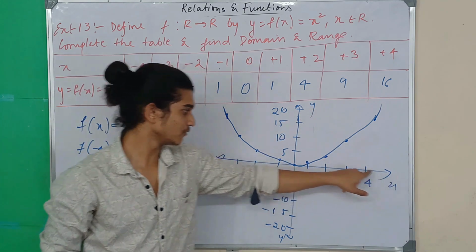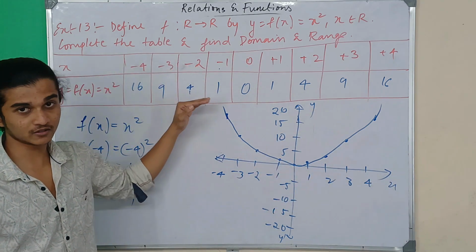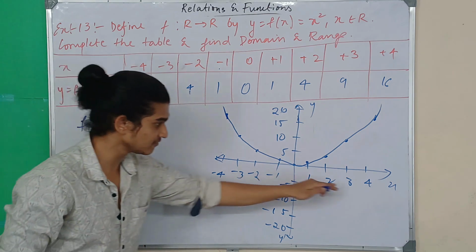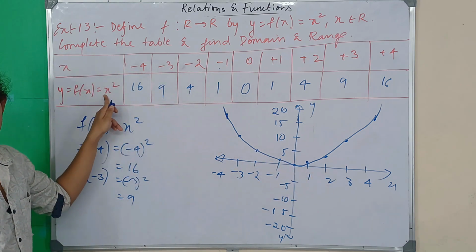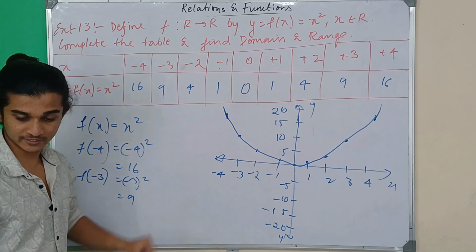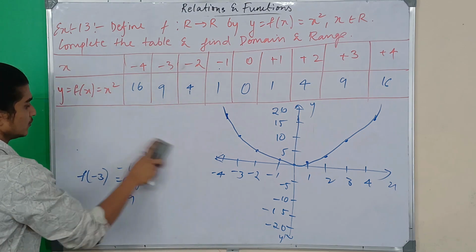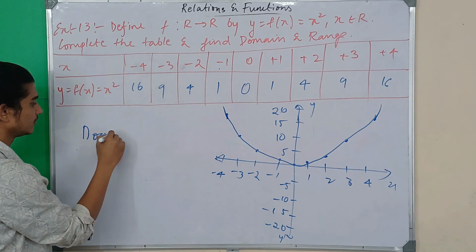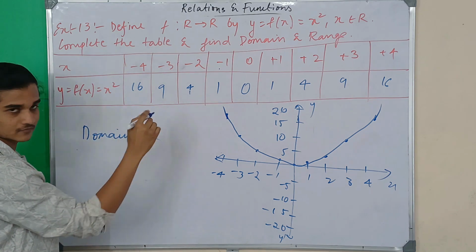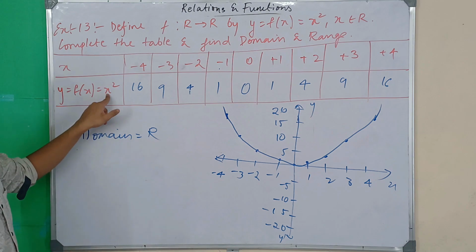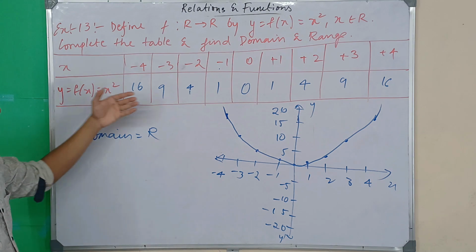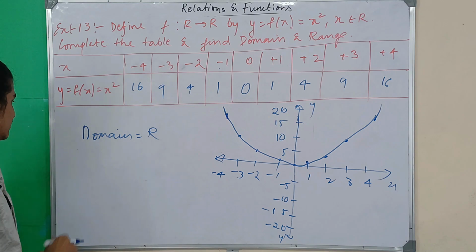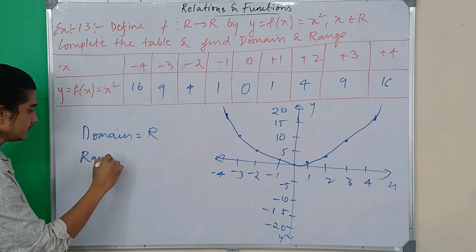So for all the possible values of x, you'll get possible values of y. I can take every single value and put it in this function. So I can say the domain of this particular function is the set of all real numbers, because I can put any real value in this function and it's still going to produce a specific output for me. So that is our domain, and our range is our output.